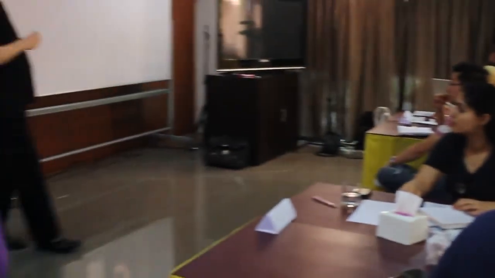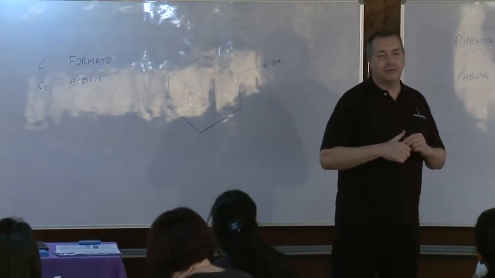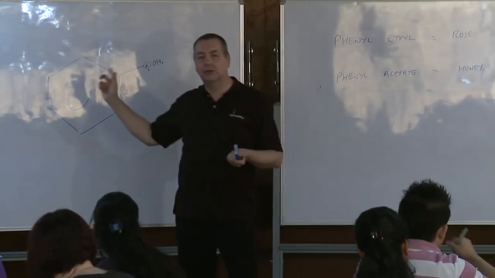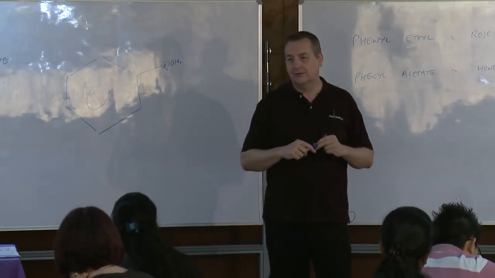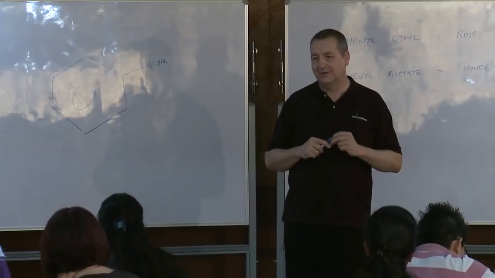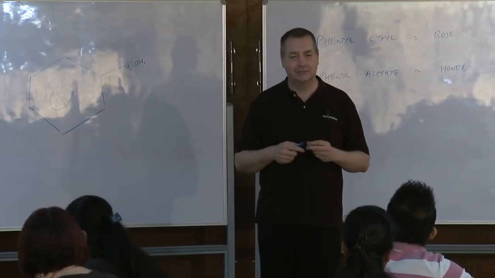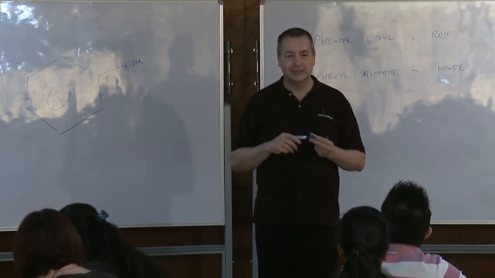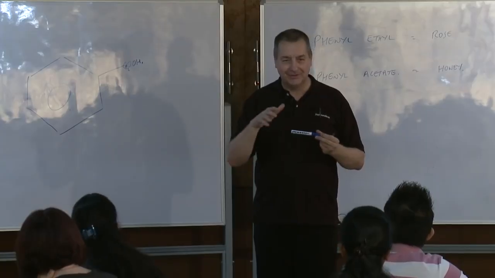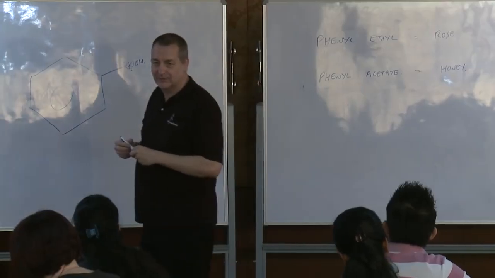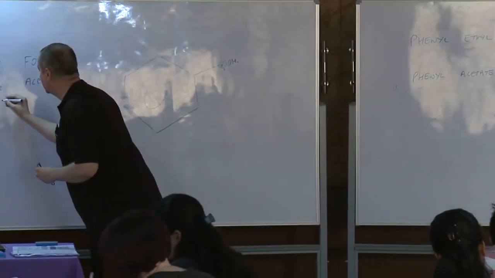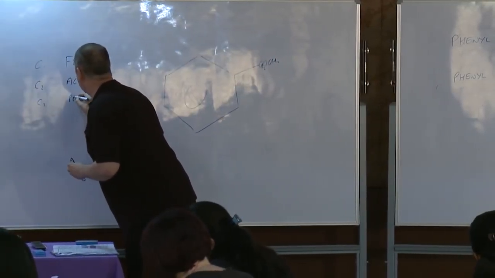Acetate comes from vinegar. So what would phenyl ethyl acetate smell like? Fruity rose. Who knows what phenyl ethyl acetate smells like? Do you know it? No? It smells like a fruity rose. Yeah. The next one up is propionate.